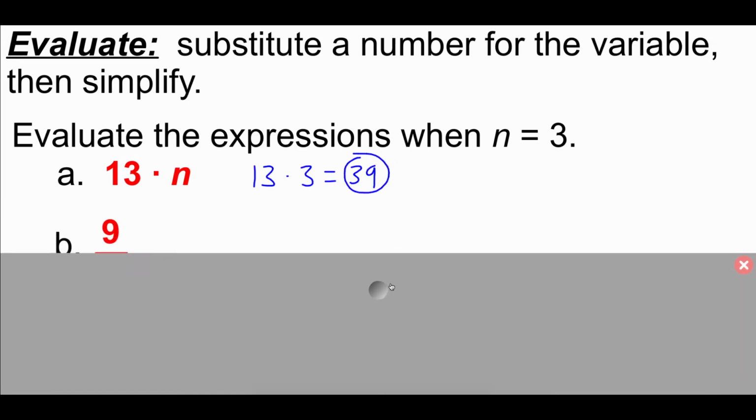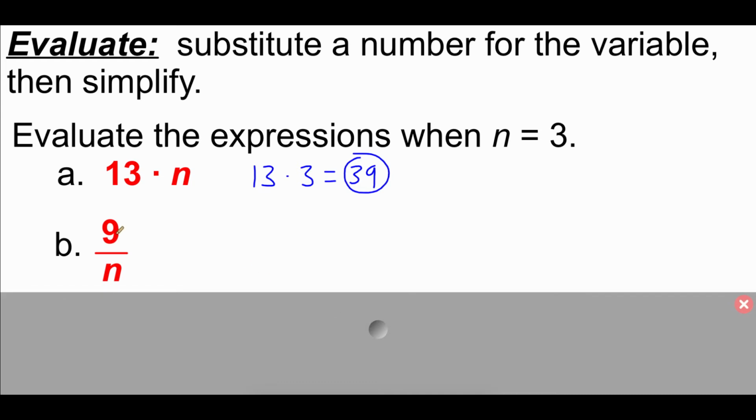Now as we look at our next expression here, we're taking 9 and dividing it by n. So if we substitute that 3 in for our n, if we replace the n with a 3, we're going to get 9 divided by 3. And 9 divided by 3, that's going to divide out nicely. We should get an answer of 3.